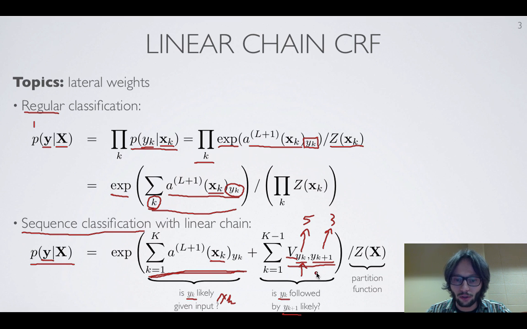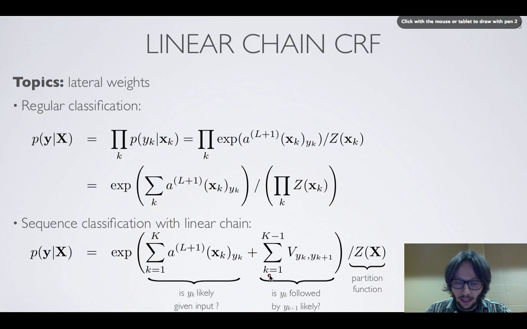But we add another term which also expresses a preference as to whether we like seeing yk followed by yk plus 1 for a particular position over position k. And then notice that here also we sum from k equals 1 up to k minus 1. So we add our preferences for each position k.